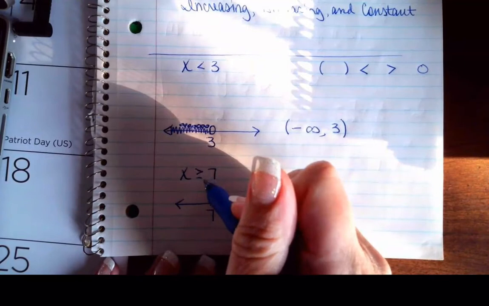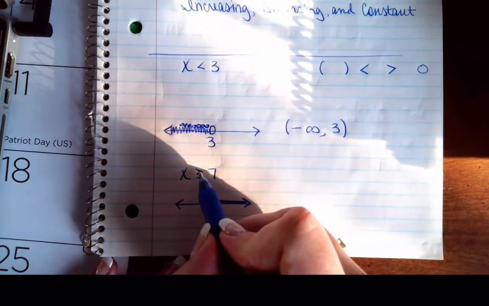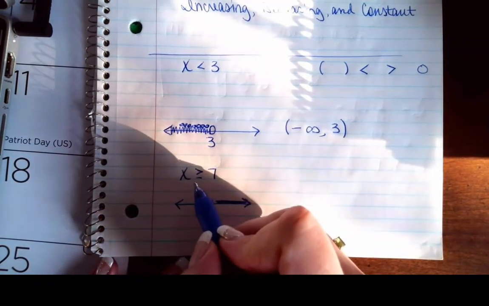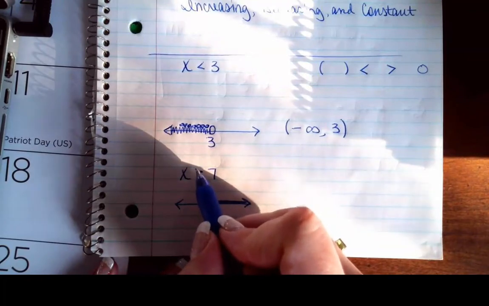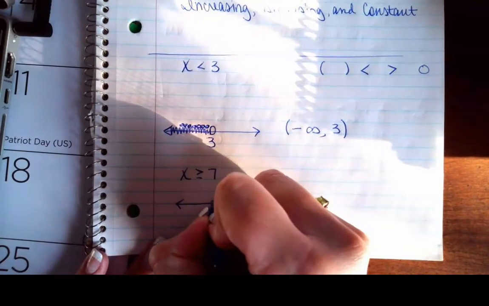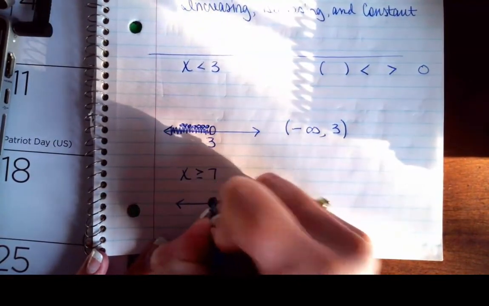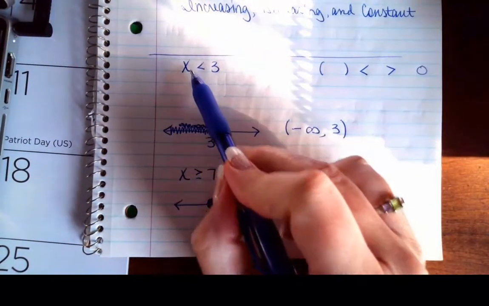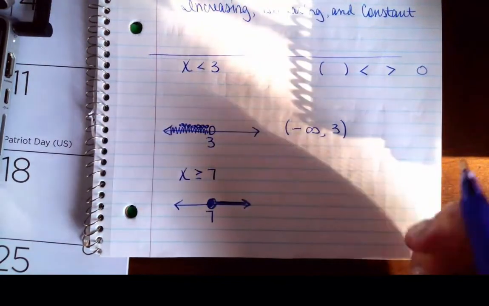But can I use the 7? This says greater than or equal to. Okay, so greater than or the same as. So yeah, 7 works. So I'm going to use a filled in circle for 7. So notice up here I had an open circle, down here I have a closed circle.